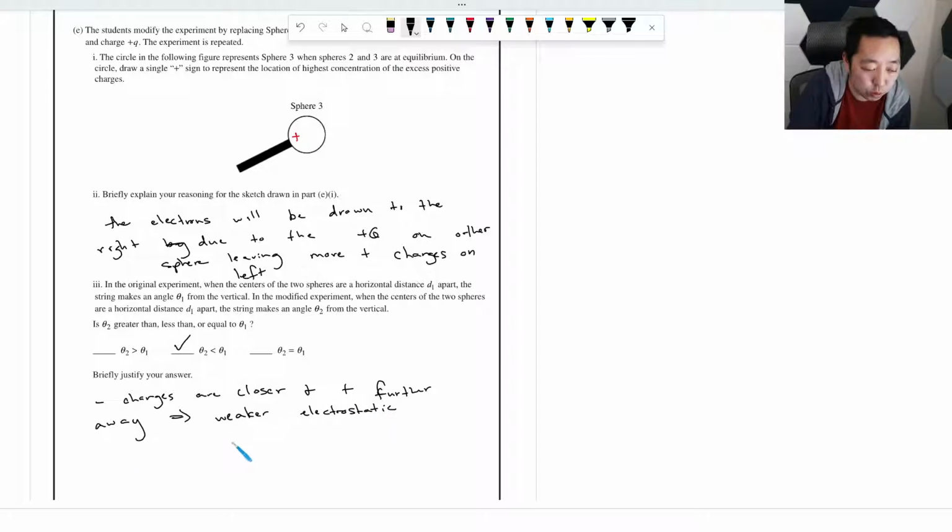Repelling force. It's not going to draw towards each other because the net charge is still positive, but it's going to be a weaker repelling force. Okay, that's all I would say.